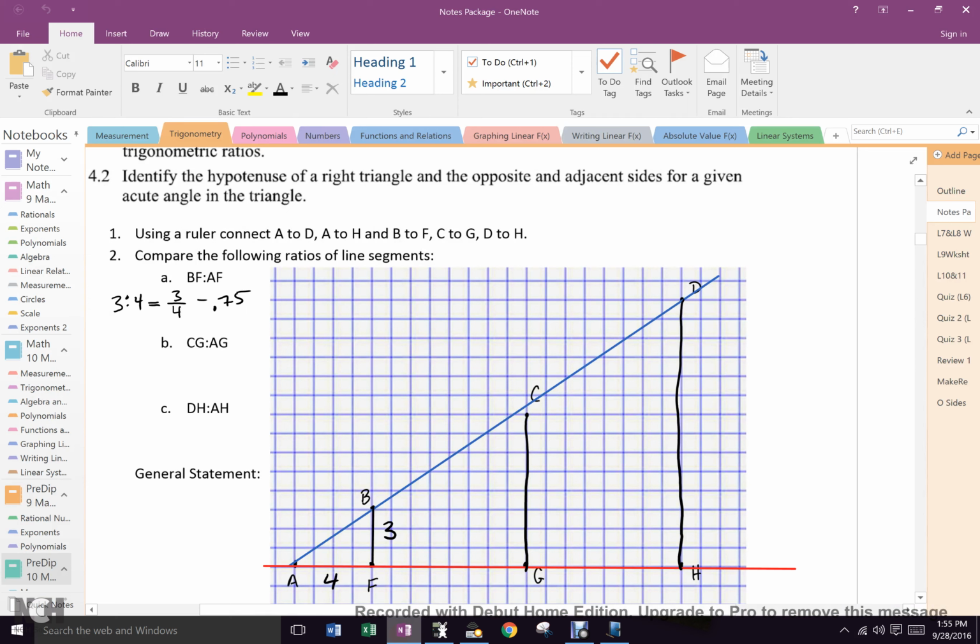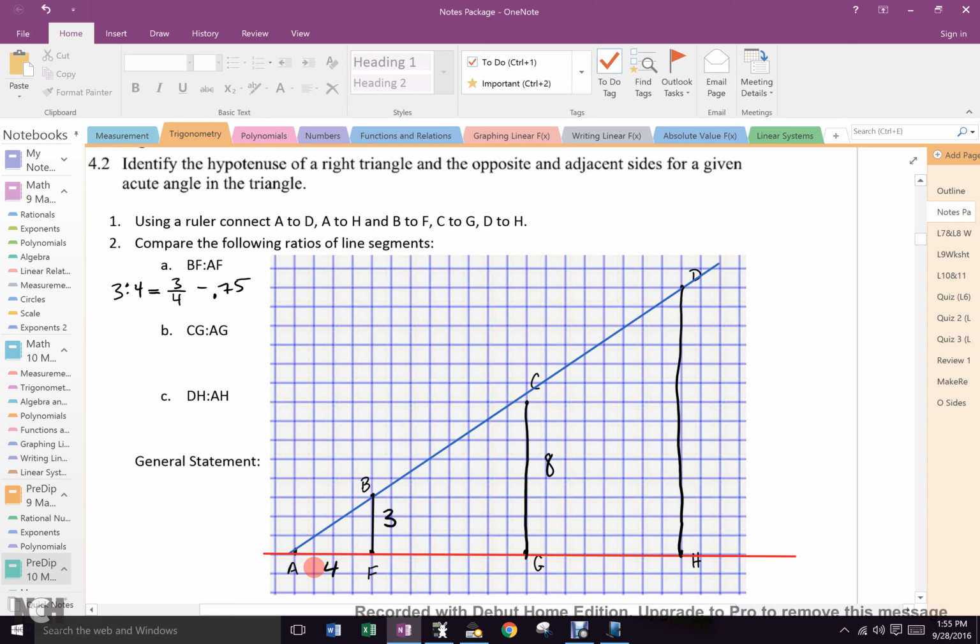All right. So CG is 1, 2, 3, 4, 5, 6, 7, 8. Oh, wait a minute. C is in the wrong spot, or D is. One of them's in the wrong spot. 8. And AG is what? 4, 5, 6, 7, 8, 9, 10, 11, 12. Yeah. This should be 9. My drawing is bad. CGAG is 9 over 12, which is what?